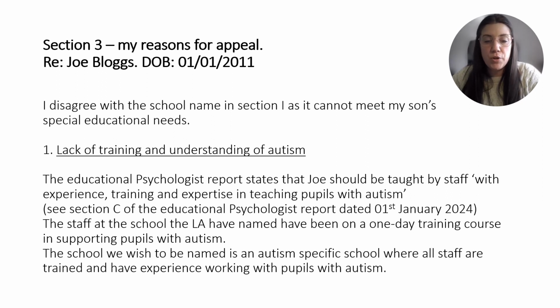The educational psychologist report states that Joe should be taught by staff with experience, training and expertise in teaching pupils with autism. So they've linked it there to a report that can also then be submitted as part of the evidence. And then they go on to say, the staff at the school the local authority have named have been on a one-day training course supporting pupils with autism. The school we wish to be named is an autism-specific school where all the staff are trained and have experience working with pupils with autism.